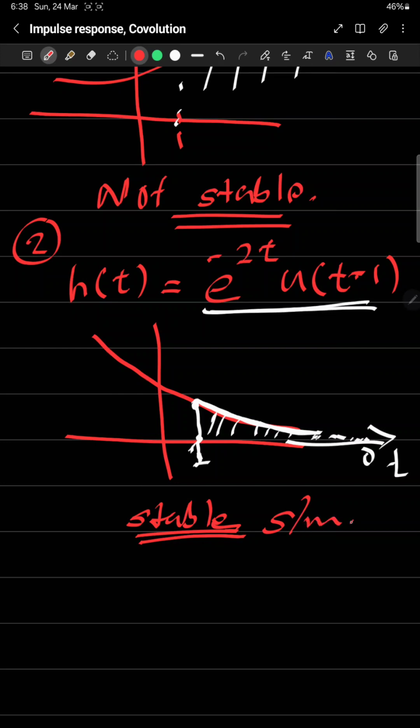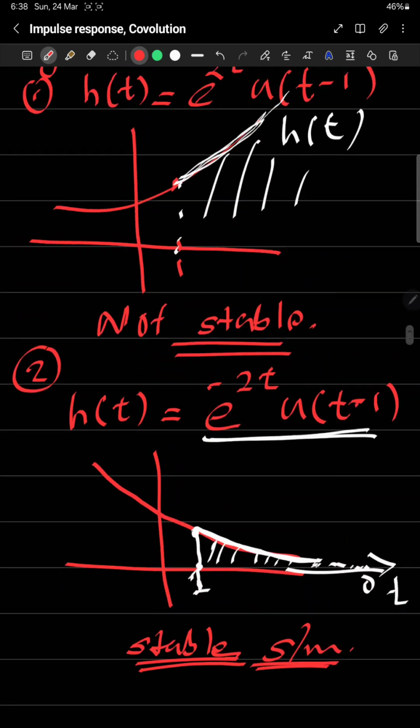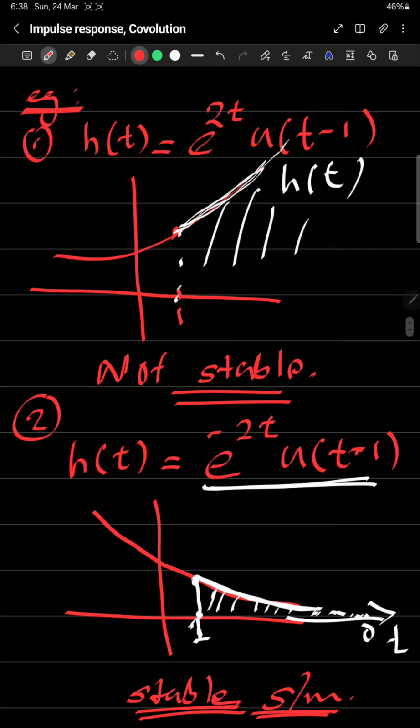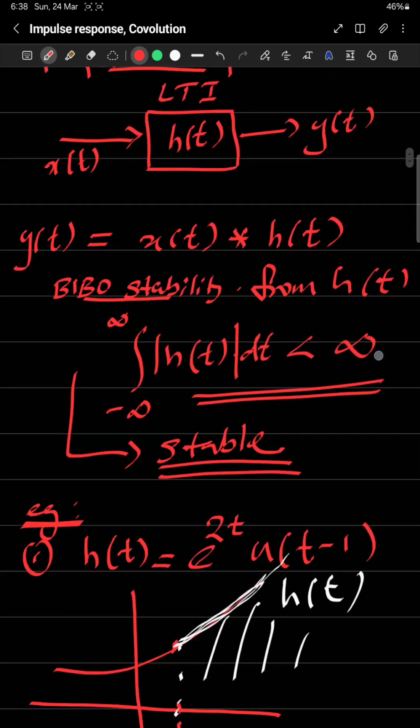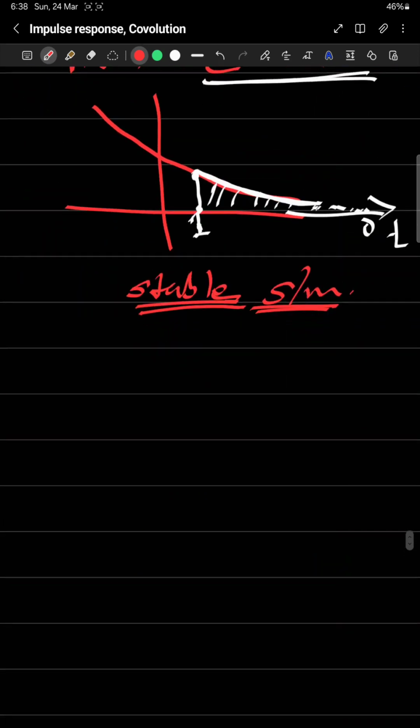So you can do this calculation, or you can say whether a system is stable or not just by simply looking into your impulse response. That is one another use of impulse response. Similarly you can check for causality also, go through that. So let me move on directly to the convolution part.